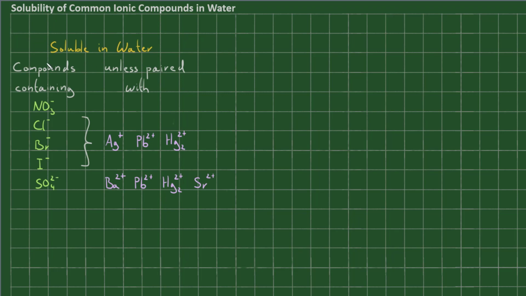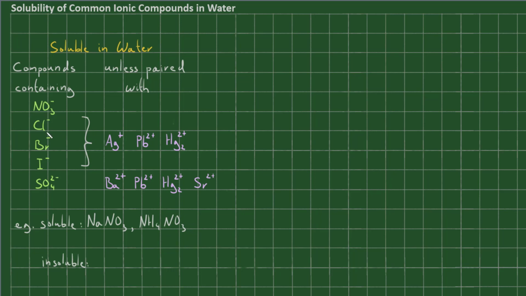This is a table of ionic compounds that are soluble in water. How do I use this table? To start with, the table is telling me that compounds that contain nitrate are all soluble in water. So, for example, if I write it down here, sodium nitrate contains nitrate and is therefore soluble in water. Or maybe ammonium nitrate. Again, it contains nitrate and is therefore soluble in water as well.